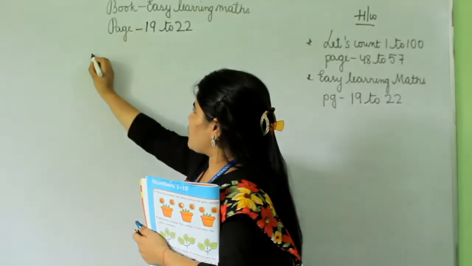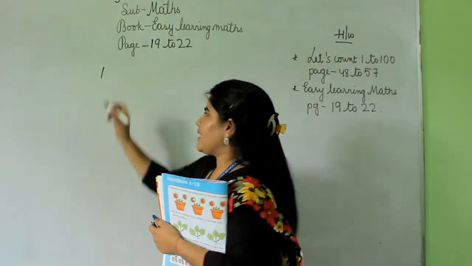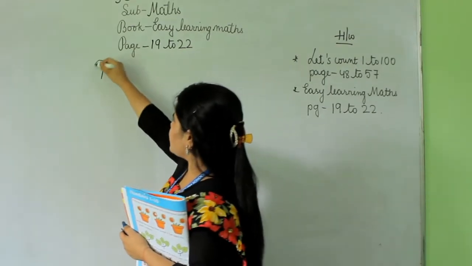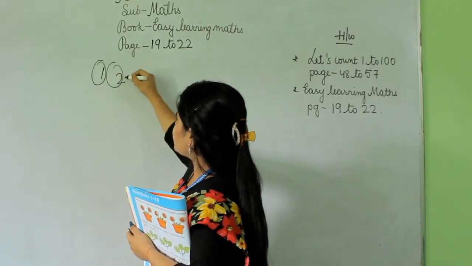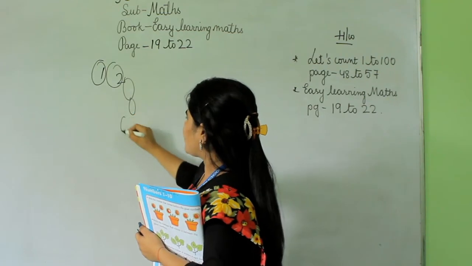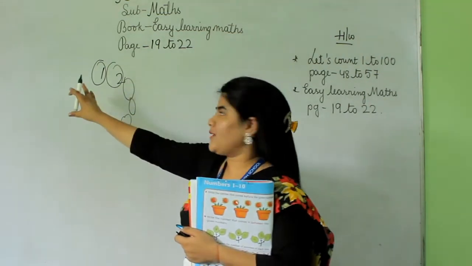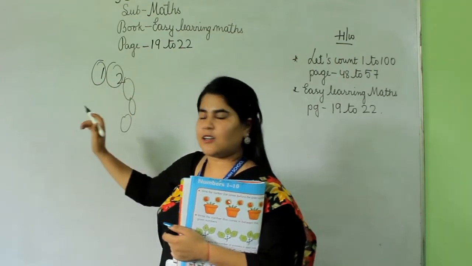Now come to the board part. What will you write? What comes after 1? It's 2. You will write 2. You will get the circle in this way, right? The joining circle. You will get the circle in this way. So don't write numbers in this way, okay? 3, 4, 5. You will write the numbers according to the circle also.